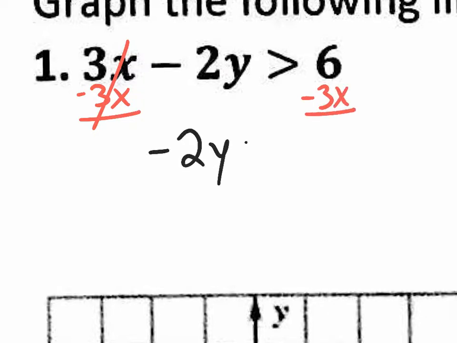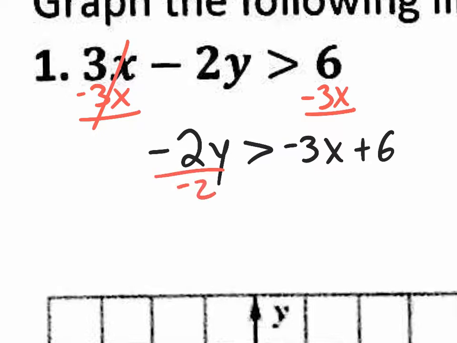Negative 2y is greater than, you can't really do 6 take away 3x, so you're going to rewrite it: negative 3x plus 6. What would your final step be to get it in slope-intercept form? Divide by negative 2, divide by negative 2, divide by negative 2.